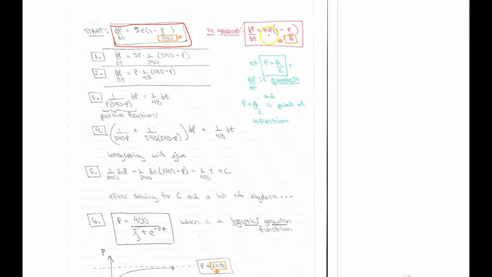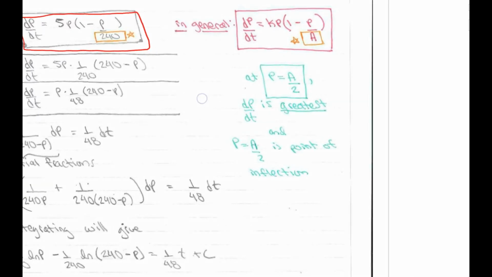And if you look at this, it's some constant times y, or wherever this is. It's not always going to be P. It's some constant times the dependent variable times 1 minus that dependent variable over another constant A. So what's important to know is that when you see this differential equation, it will always have this form where k and A are constants.